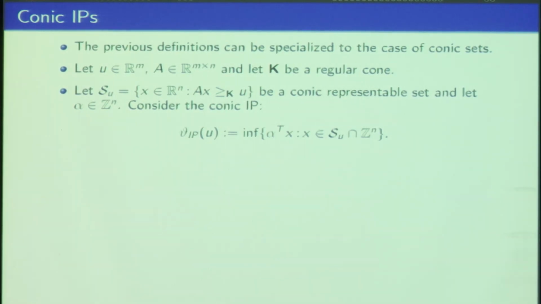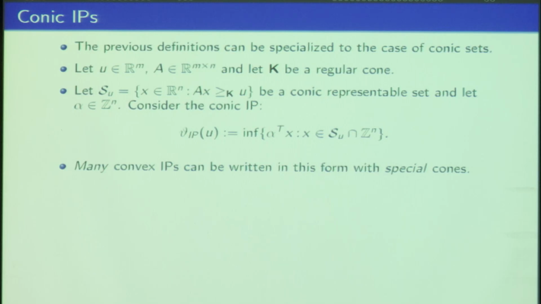And here the notation Ax greater than or equal to U with respect to cone K means that Ax minus U belongs to the cone K. Now we are still interested in solving a similar problem, but again, realize that I'm parameterizing the value function with respect to the right-hand side U now.